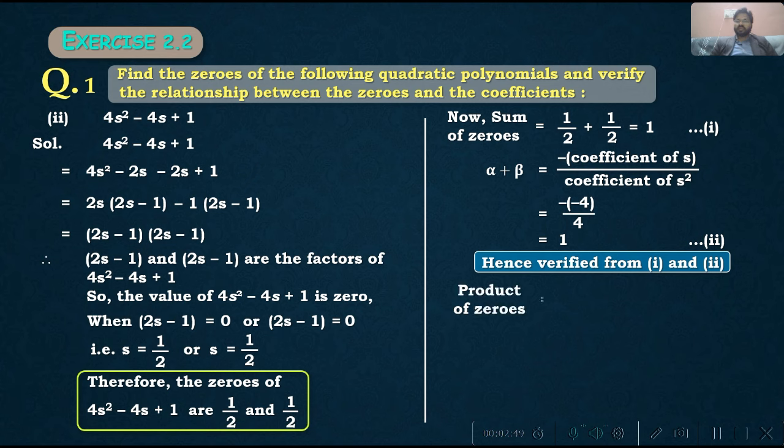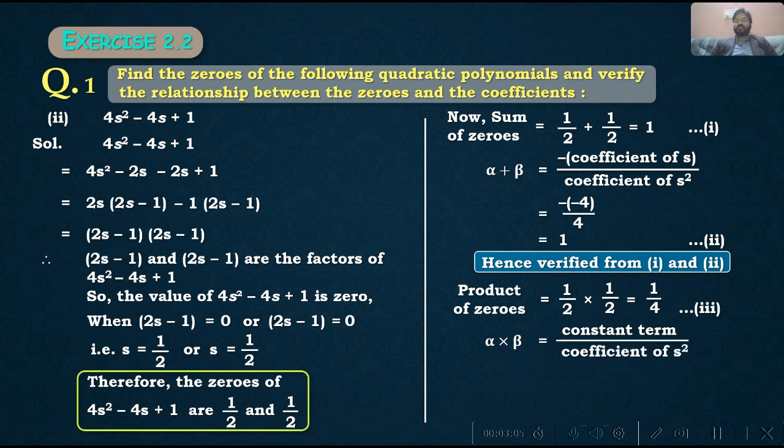Now product of zeros: 1 by 2 into 1 by 2, that is 1 by 4. Product of zeros alpha into beta is c by a, constant term upon coefficient of s square. So constant term is 1 upon coefficient of s square, which is 4. So 1 by 4. So equation 3 and 4 hence verified.